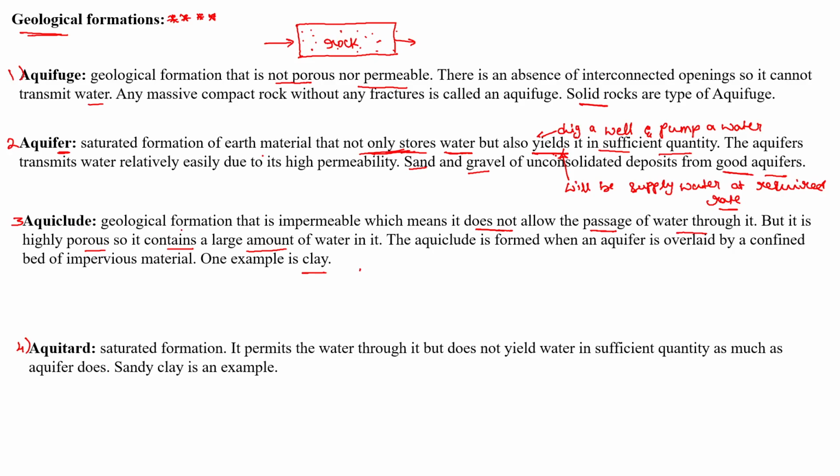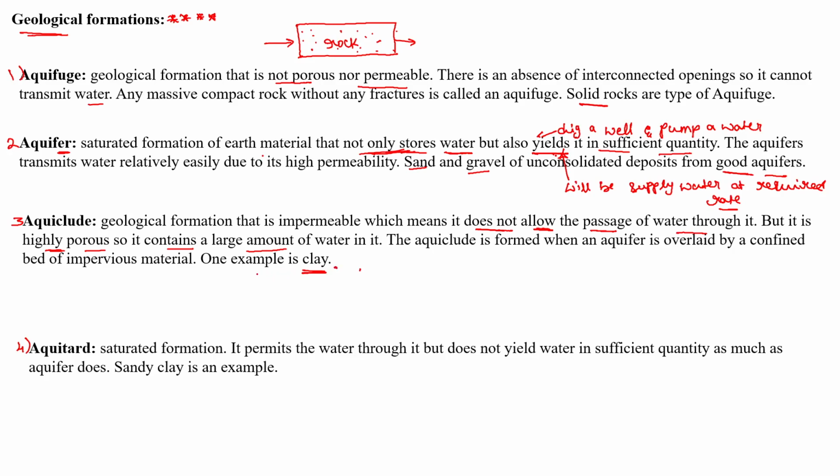So an aquiclude is a geological formation that is impermeable, which means it does not allow the passage of water through it, but it is highly porous. So it can store the water, but it won't allow it to percolate. The aquiclude is formed when the aquifer is overlaid by a confining bed of impervious material. One example is clay.